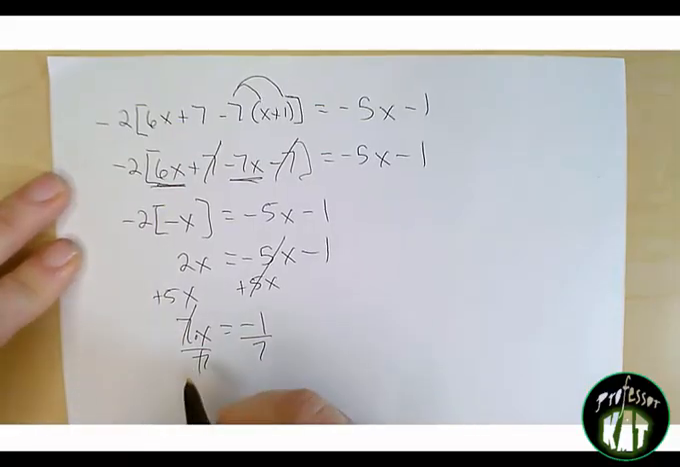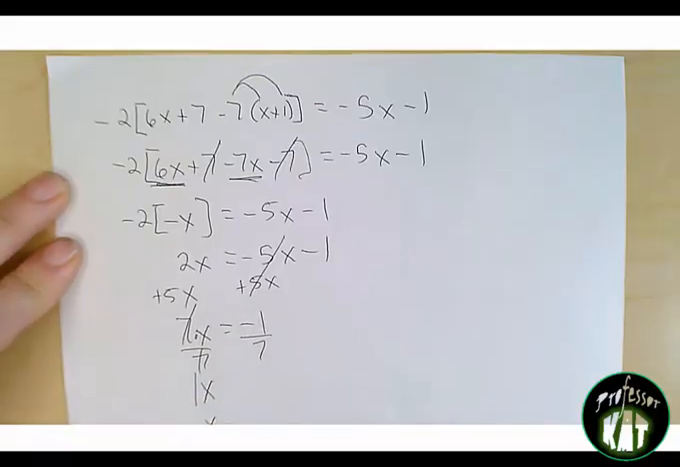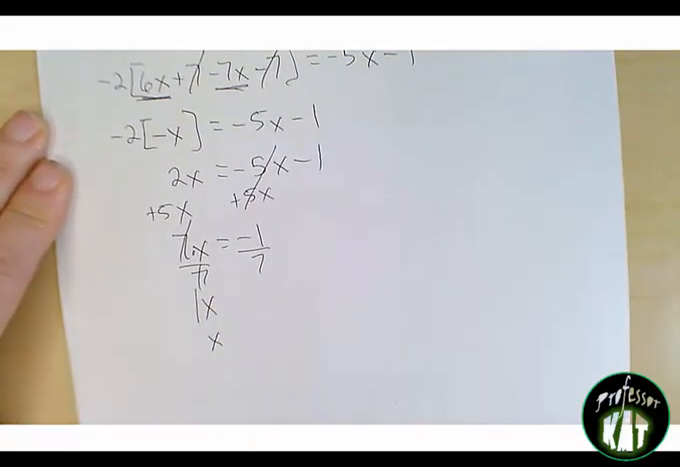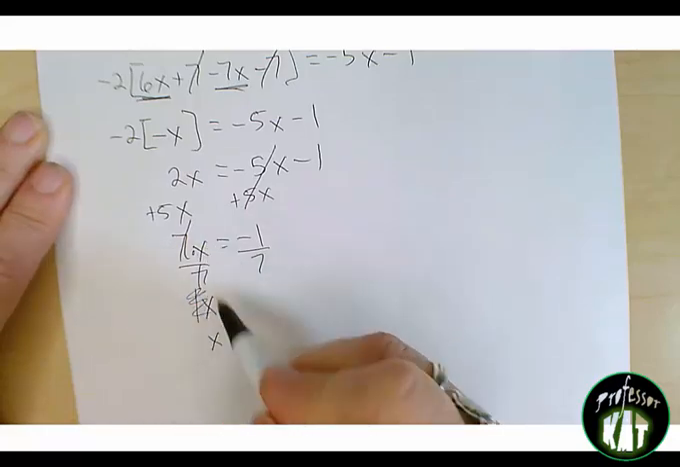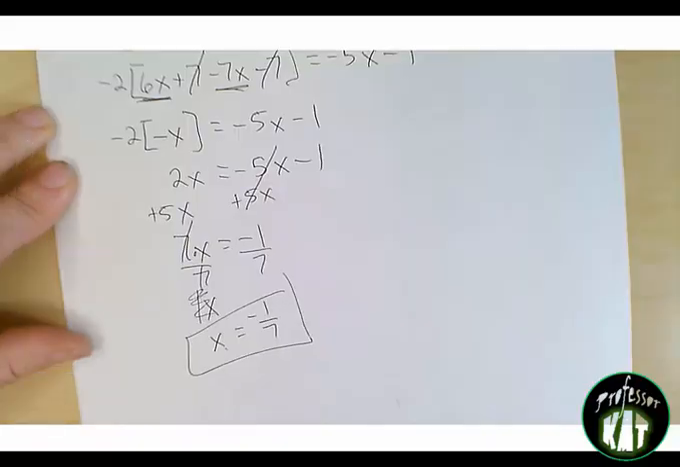7 over 7 cancels to a 1. But again, remember that 1x is the same thing as just an x. We just don't need to write the 1 there in front. So this is really just x is equal to -1/7.